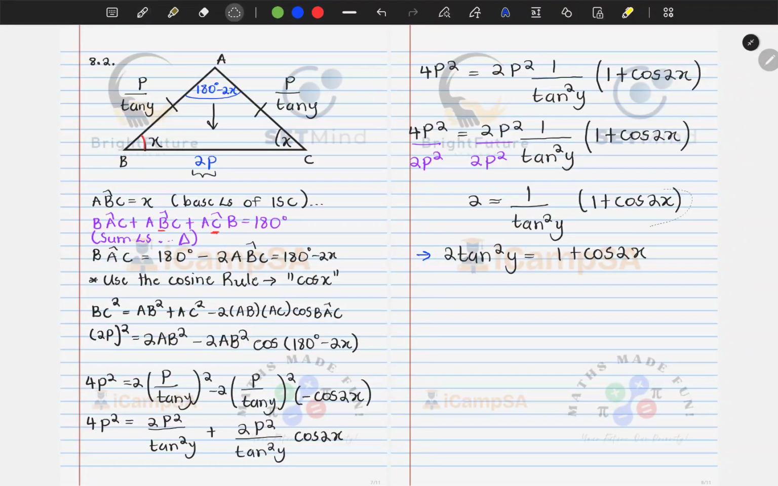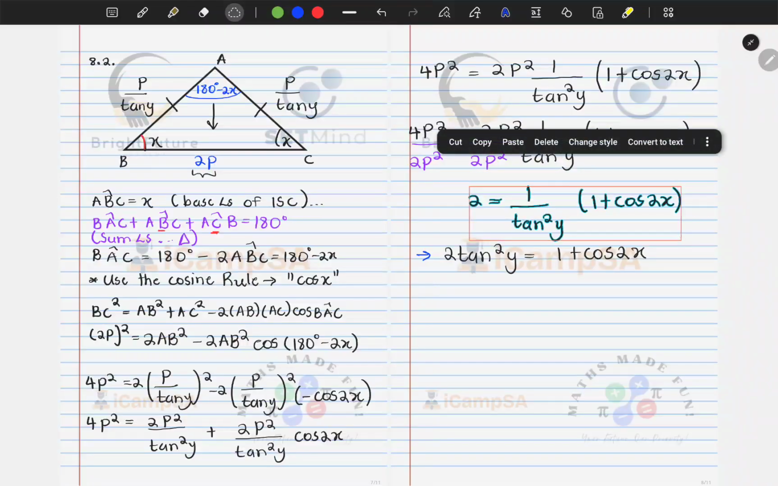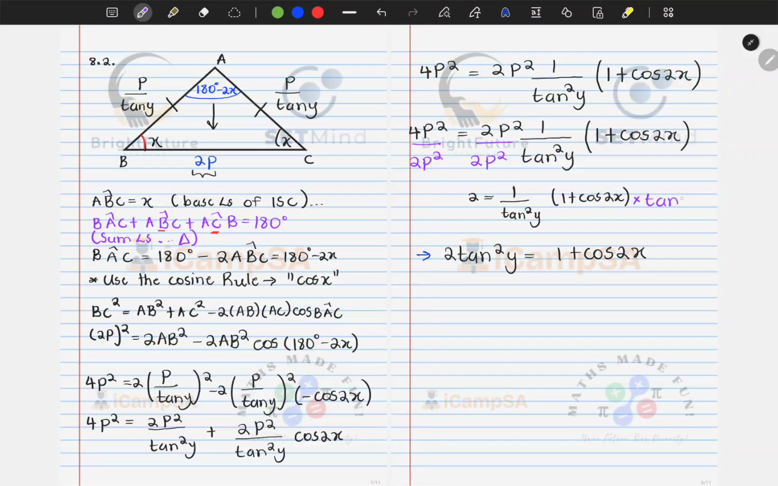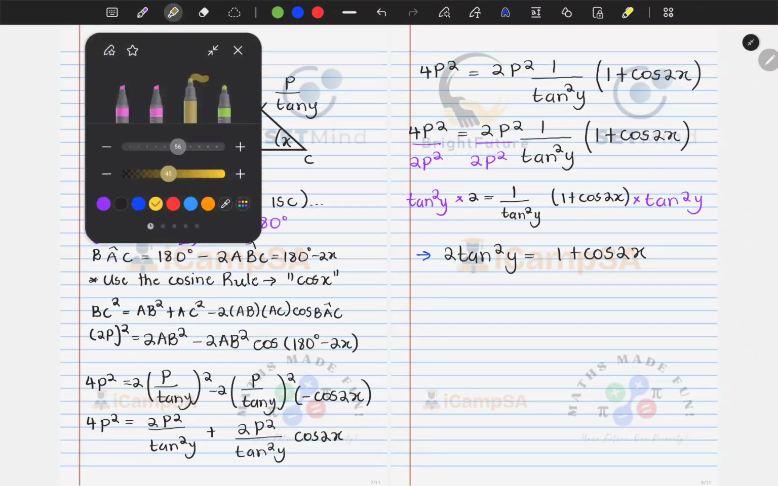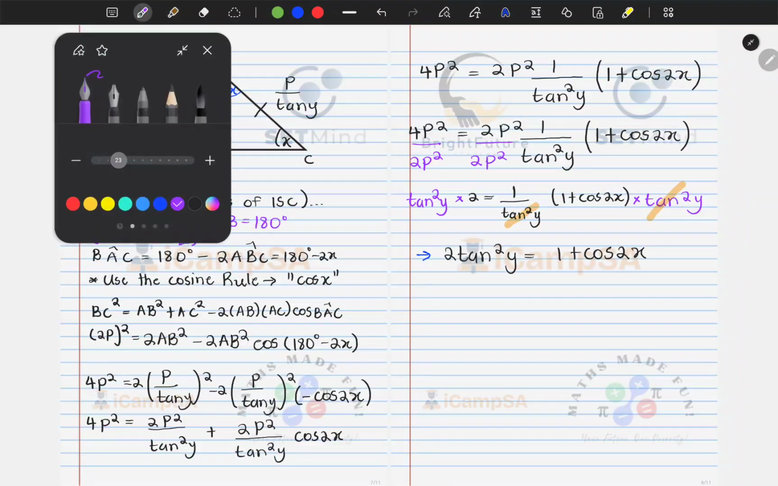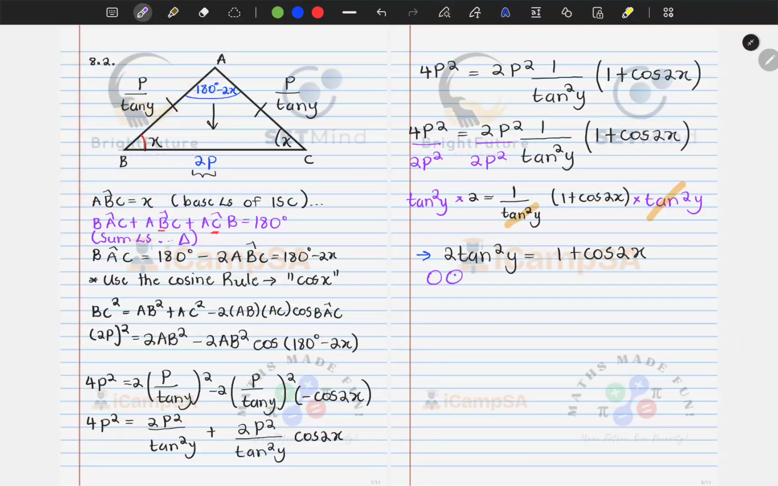Okay, and all what we did on the previous step, let's make sure that we do show it so that you guys don't become confused. We just multiplied by tan squared y, and what you do on the left, you always do on the right. On the right hand side, these ones ended up cancelling. Then now we have this problem above here, and we need to try and simplify this.